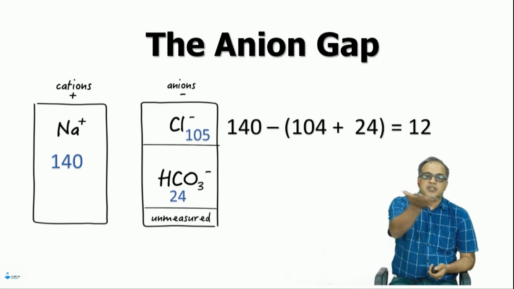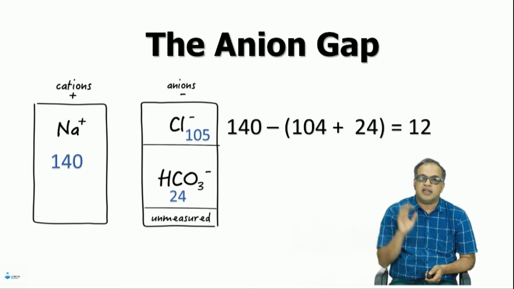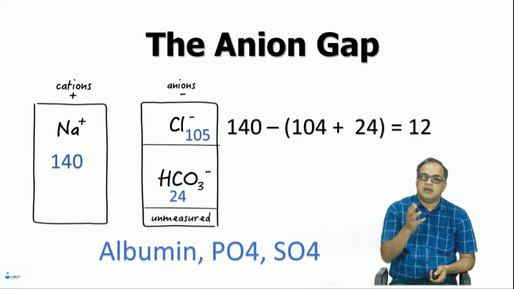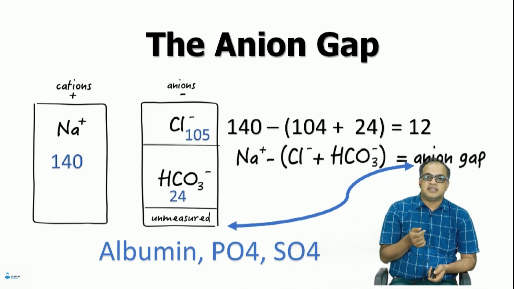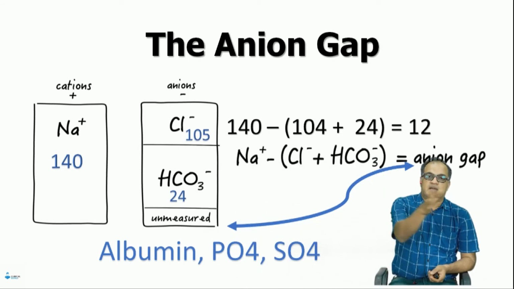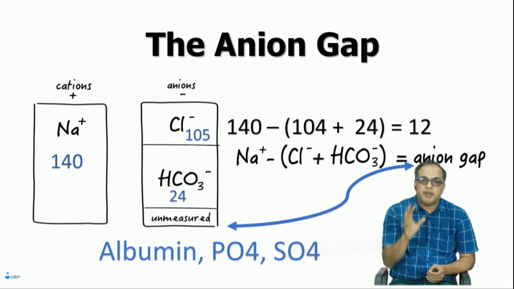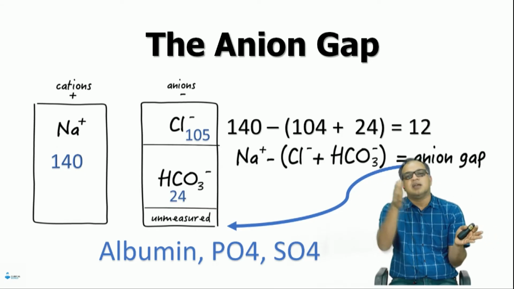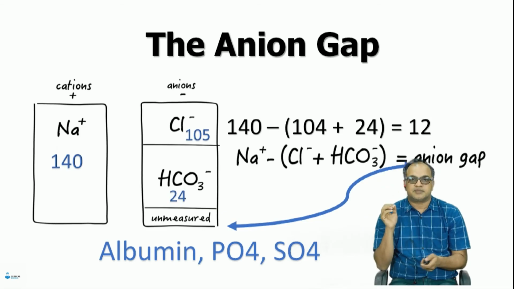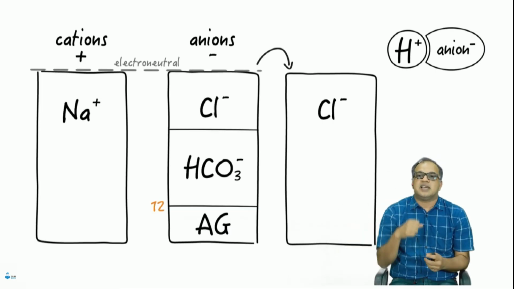That is, it should be 140 minus 104 plus 24, that is 12. The normal value of anion gap is 12. The unmeasured anions are what? Albumin, phosphate, sulfate, and others. This unmeasured anion, that is the difference of sodium and chloride plus bicarbonate, is called the anion gap. Now, depending on that, the acidosis can be of two types: the high anion gap acidosis and normal anion gap acidosis. So what happens if an extra acid is added to the body?